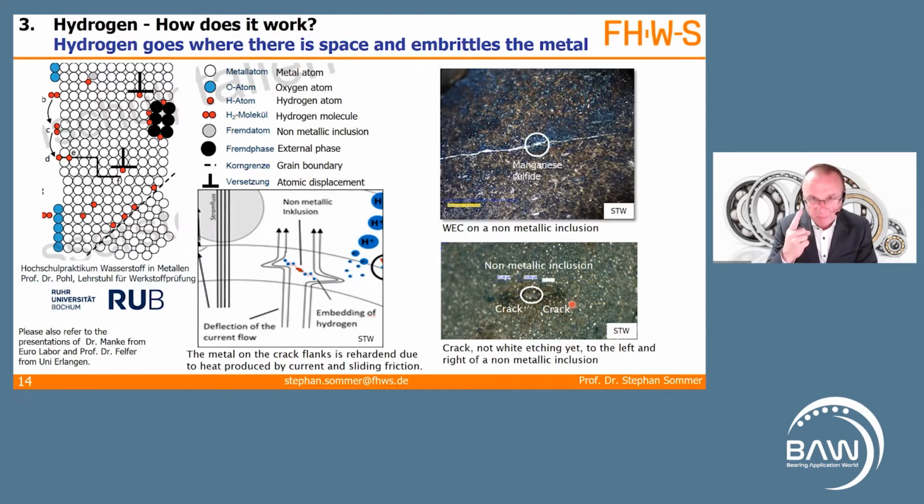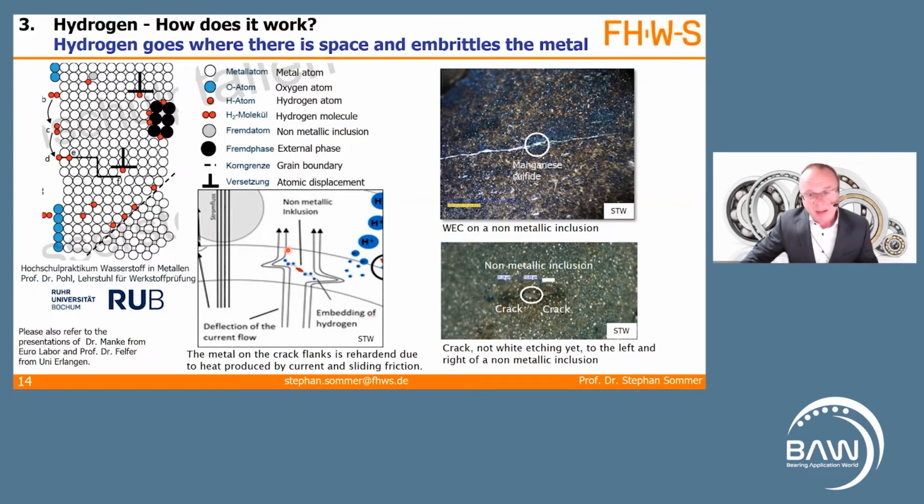On top, if there is electricity, the current flow through the material is redirected. We see it in this picture. And this redirected current flow is heating the area too.